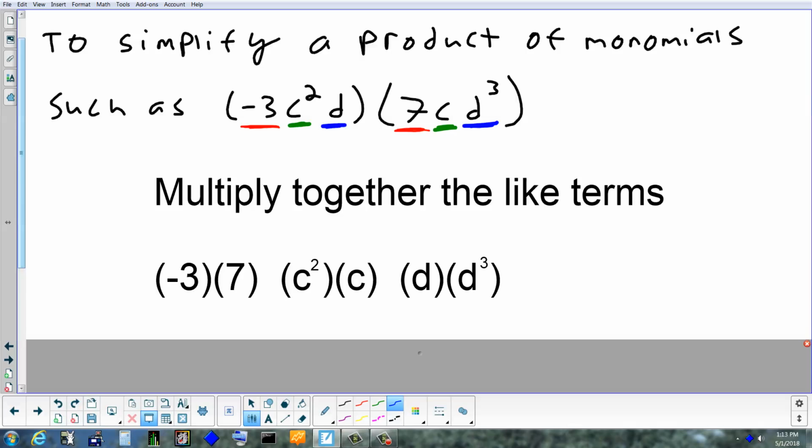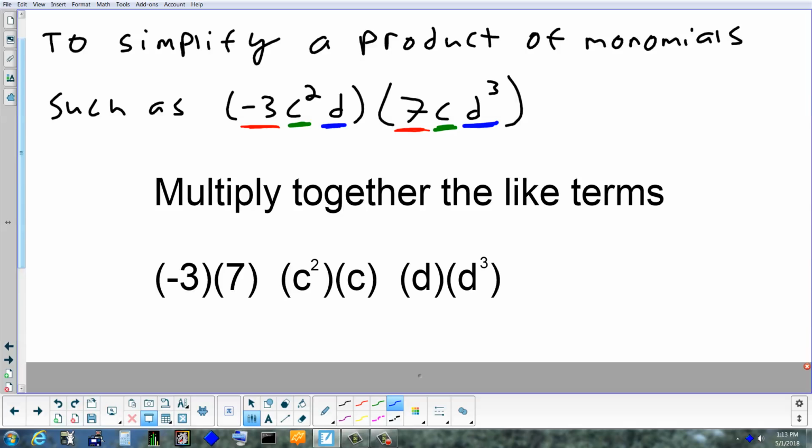What's -3 times 7? -21. There's no exponent on the C, so just put a 1. C to the second times C to the first is C to the third. D to the third times D to the first is D to the fourth.